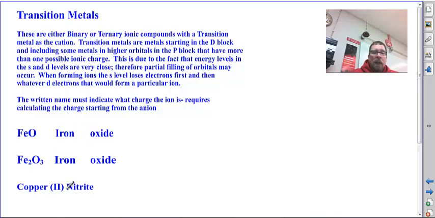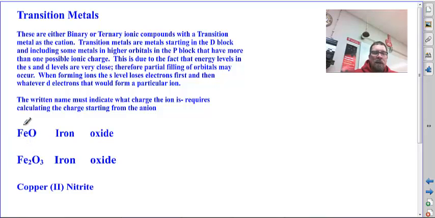In the written wording here, then, as you can see on this copper nitride example, what I have to do is indicate the charge. What is the charge of that cation I am working with? How do I know which one I have? And then I would indicate what that charge is. And the exact problem is shown right here.